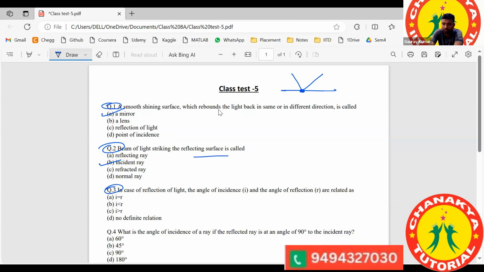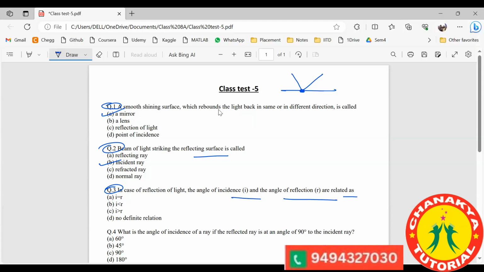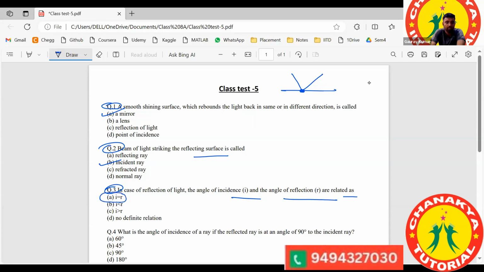Now the third question. In case of reflection of light, the angle of incidence and the angle of reflection are related as? Angle of incidence equal to angle of reflection. Very good. So I equal to R. And from last class, we have seen one type of problem in which we concluded that angle of incidence is always equal to angle of reflection.